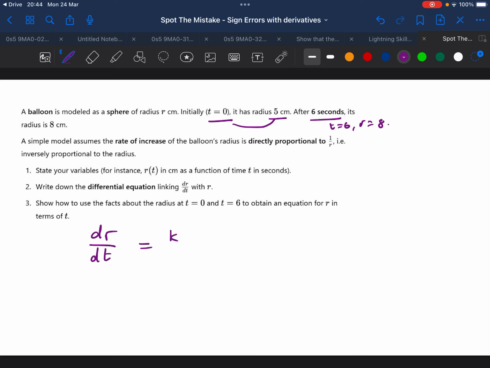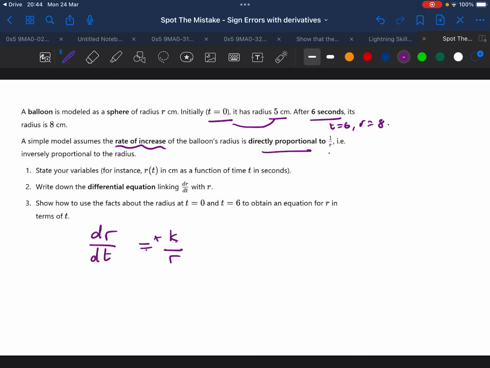So is directly proportional because I put equals. I know that there's potentially going to be a connecting number there. Directly proportional, yes, but to 1 over r. So something like this. What would my steps be? Well, I'll just check the sign first of all. Rate of increase, I'm happy with that.